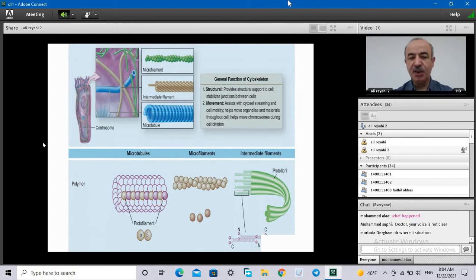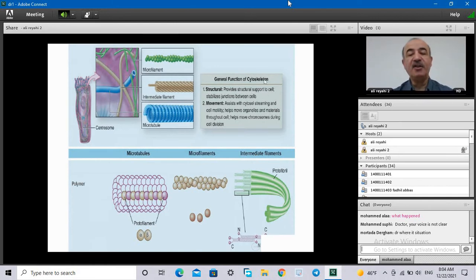This picture shows the different types of cytoskeletal structure, like the microtubule, which means it's like a tube, in a very small size. It's called microtubule. Microfilament, like the actin filament, and intermediate filament.